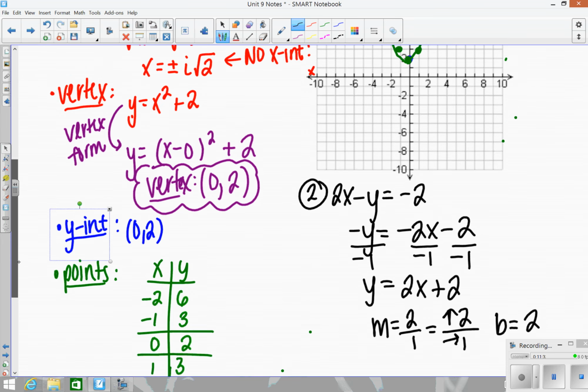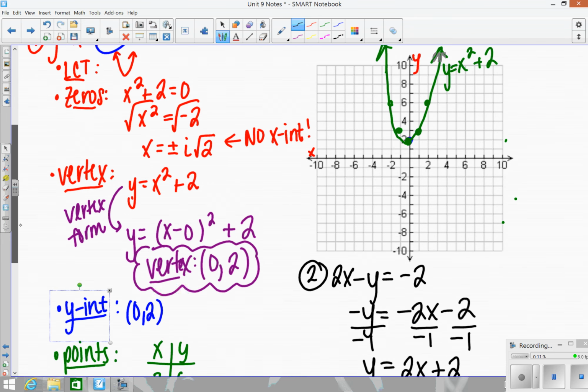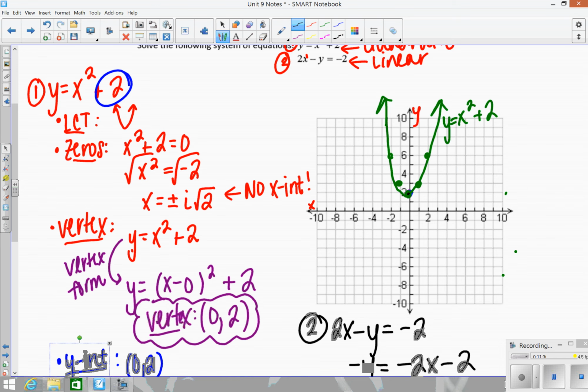So I'm going to start at 2 and rise 2, run right 1. So start at 2 and you're going to go up 2, right 1. Up 2, right 1. Up 2, right 1. And then you're going to backtrack and go the opposite direction: down 2, left 1. Down 2, left 1. And once you get all of your points plotted, then you can take a straight edge and connect these.